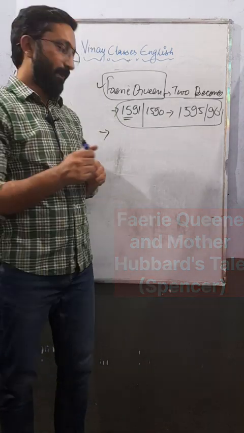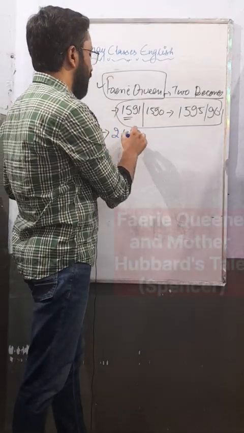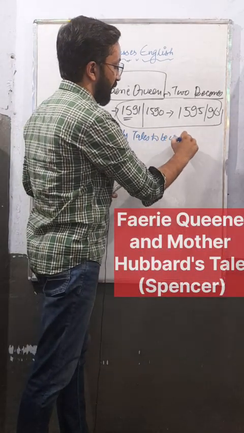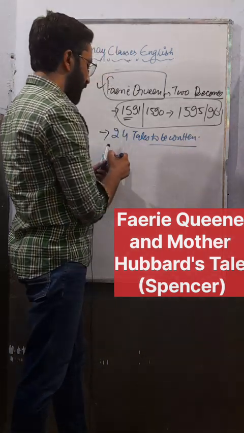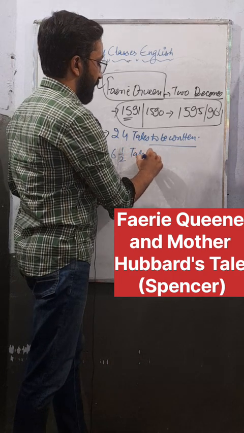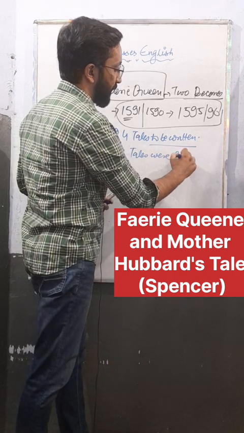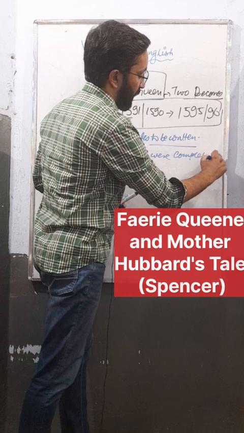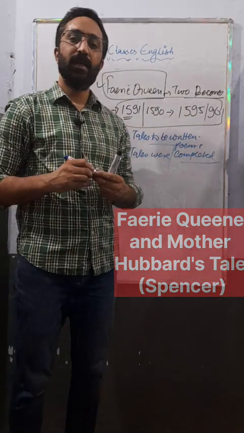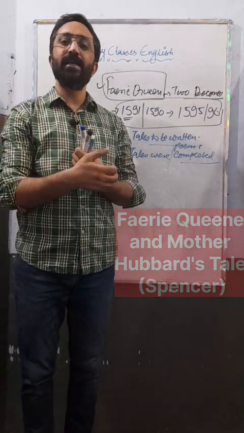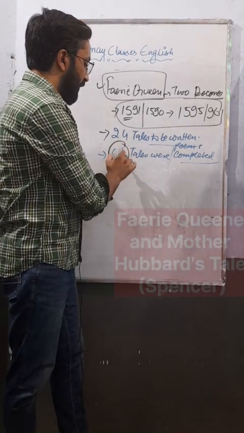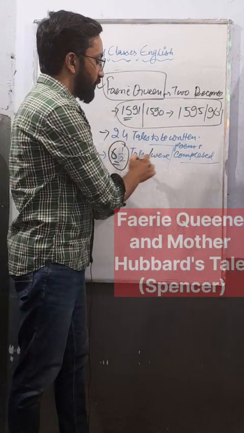Because in a nutshell, there was a plan of 24 tales to be written, but unfortunately only 6.5 tales were completed. I mean, tales are poems, whichever is convenient to you, you can say it, all right? So the total number was planned as 24, but the complete tales, the poems, were 6.5.